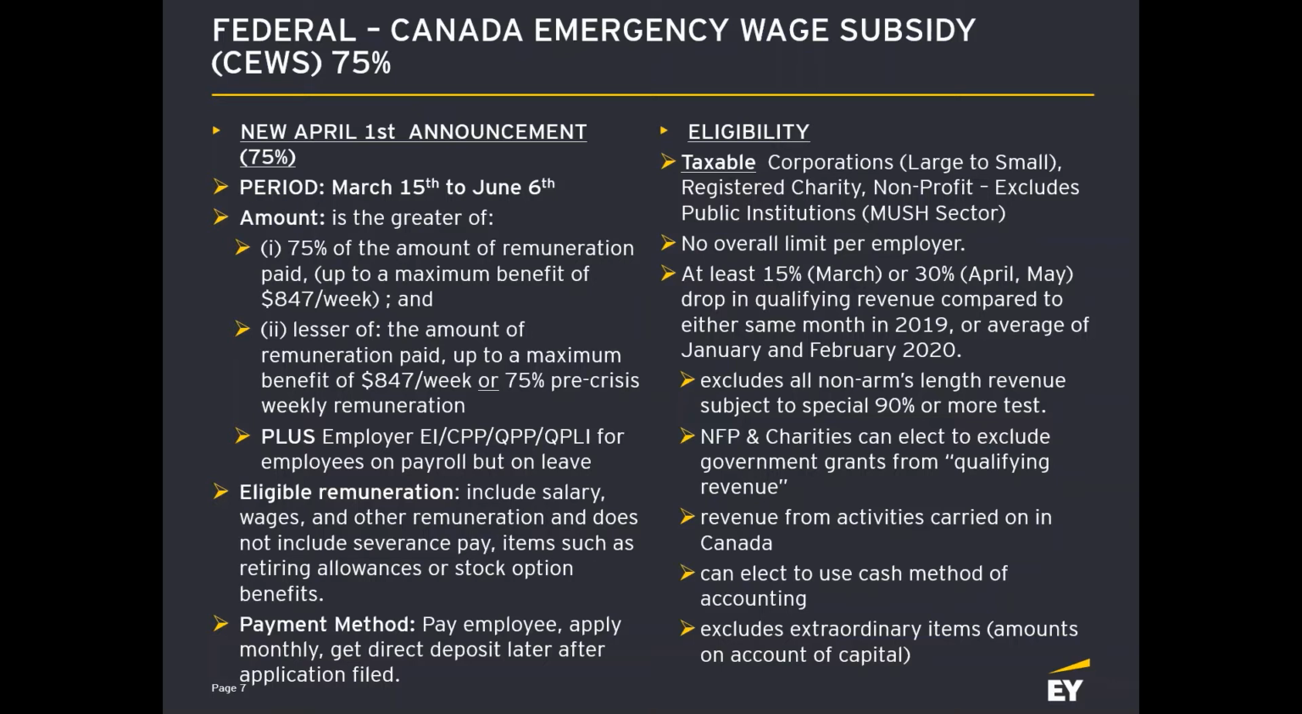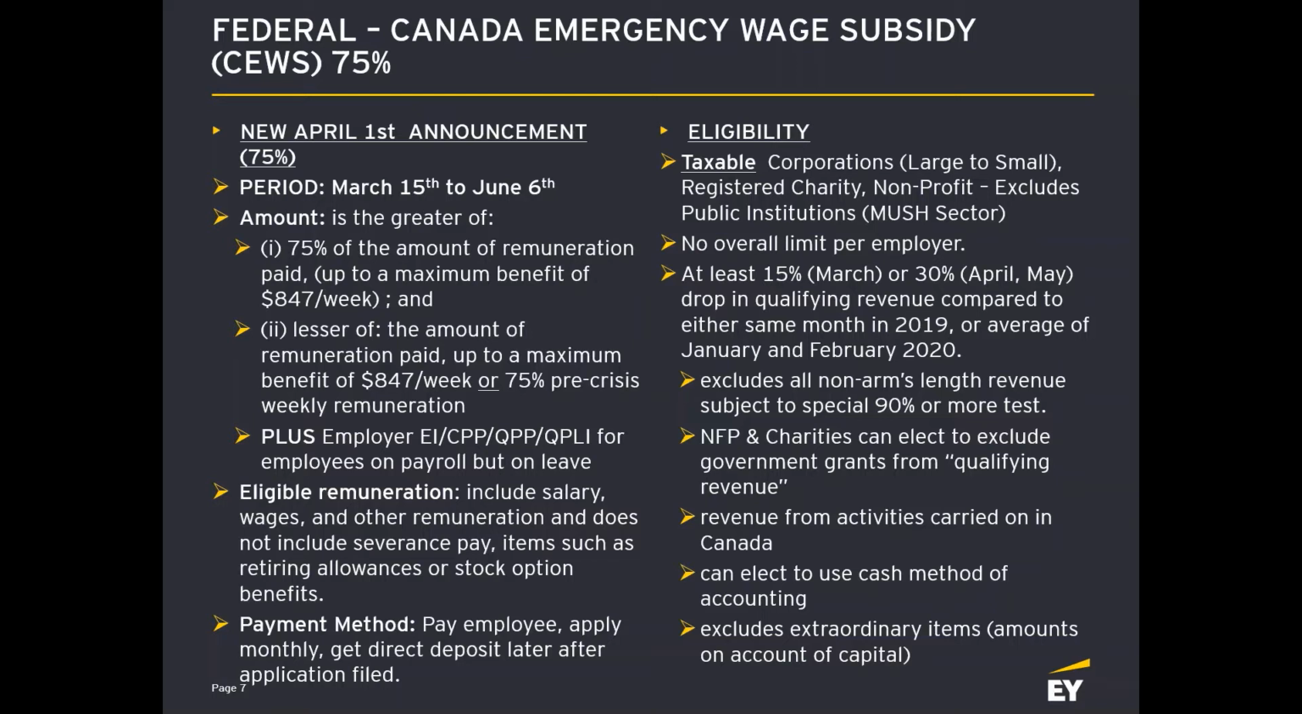Okay. Now, in terms of the criteria, let's say you're an eligible entity, how do you get into this program? This is the big point. If you're an eligible entity, in order to get in, you have to have a reduction in revenue, by certain prescribed amounts. It's going to be a reduction in revenue for March of 2020 of at least 15%, and for April and May, at least 30%.